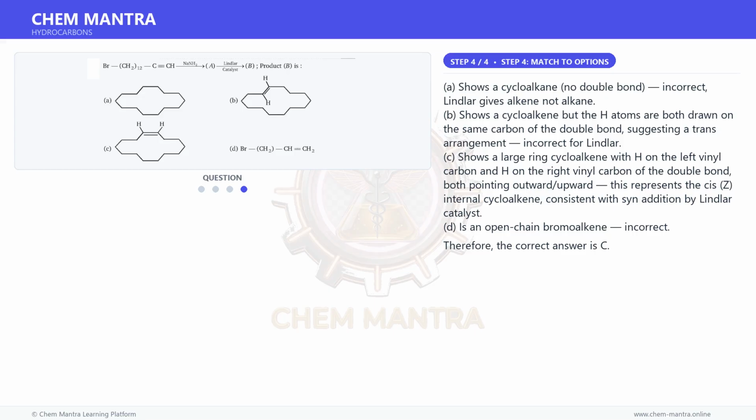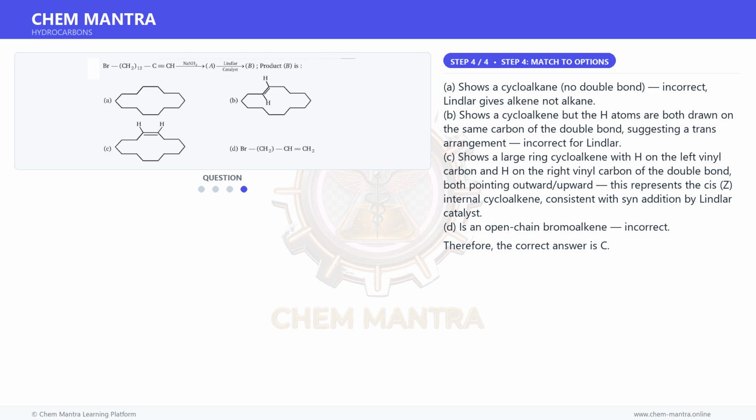And for the final step, A shows a cycloalkane, no double bond, incorrect, Lindlar gives an alkene, not an alkane. B shows a cycloalkene but the H atoms are both drawn on the same carbon of the double bond, suggesting a trans arrangement, incorrect for Lindlar.